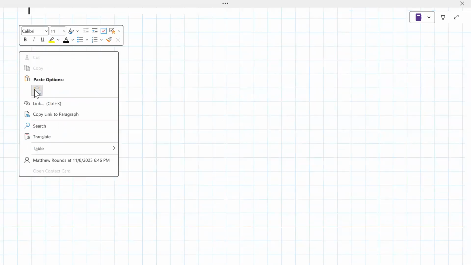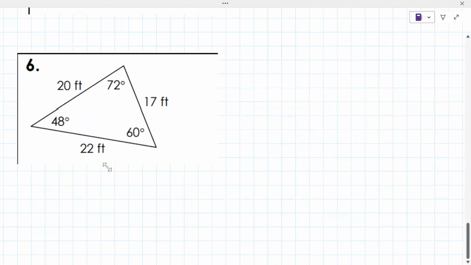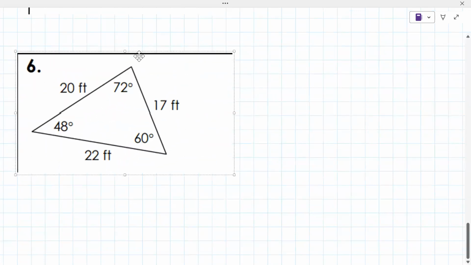Number six here. Give me the best name that you can for this. Okay, so they're all... okay, so it would be a scalene and an acute.